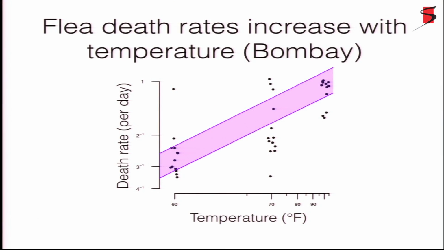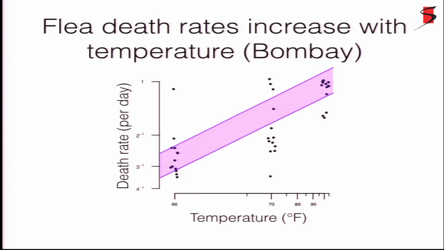So this is the Bombay data I just showed you. I just wanted to mention that out of that you also get a sort of regression on the flea death rates. That first plot I showed you was just a regression of flea death rates. There was no connection to the model. When we put it in the model, we get essentially the same.